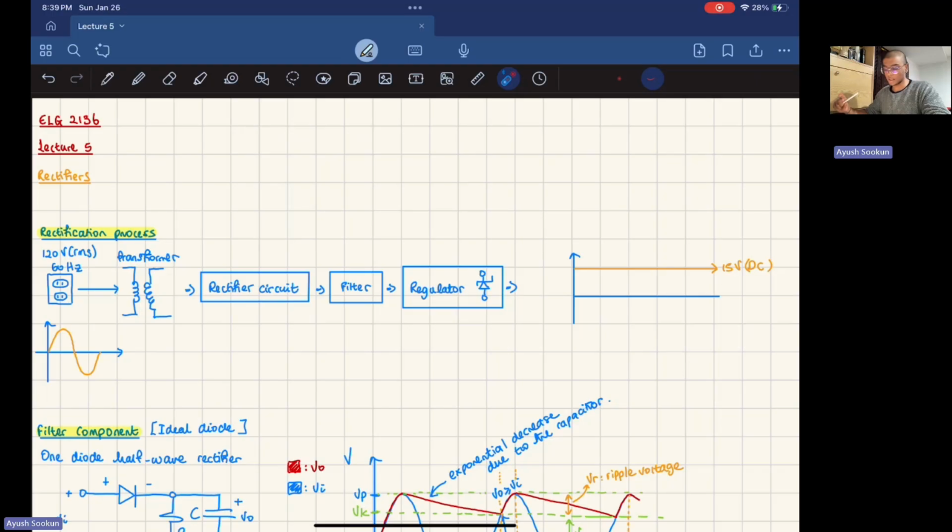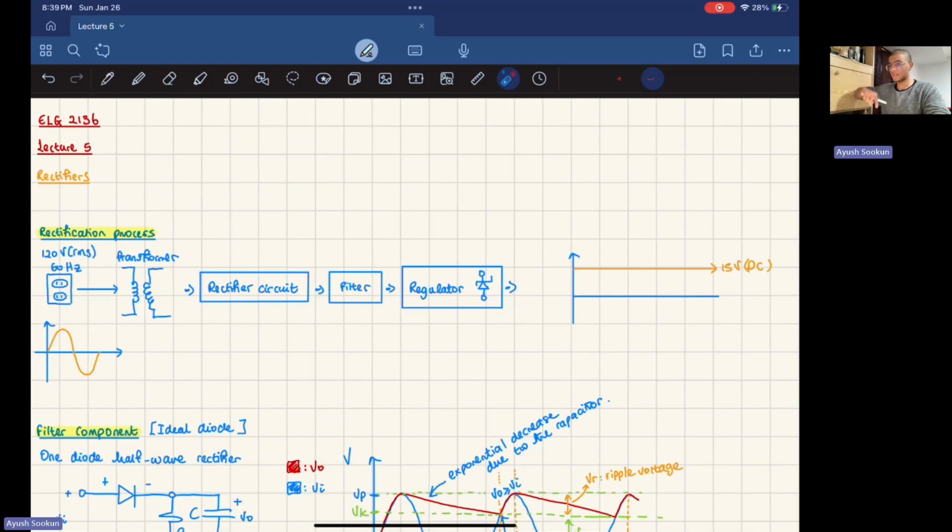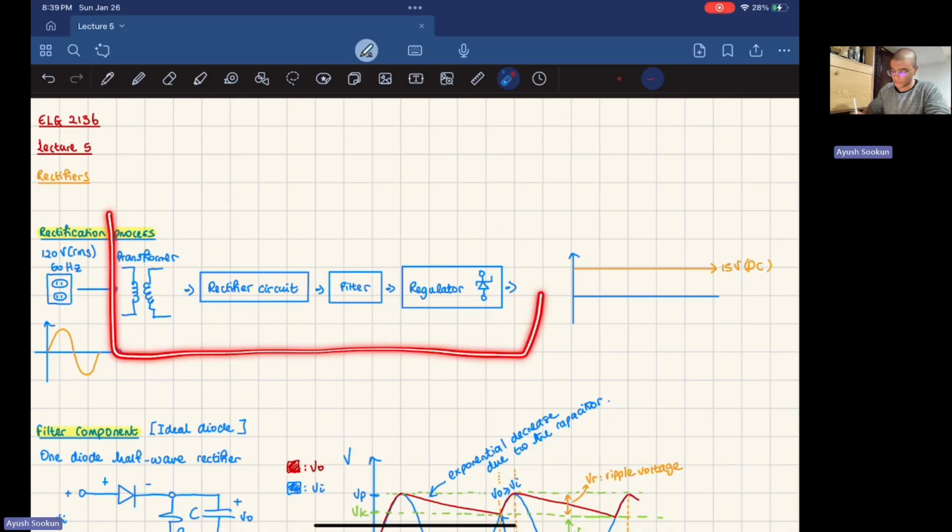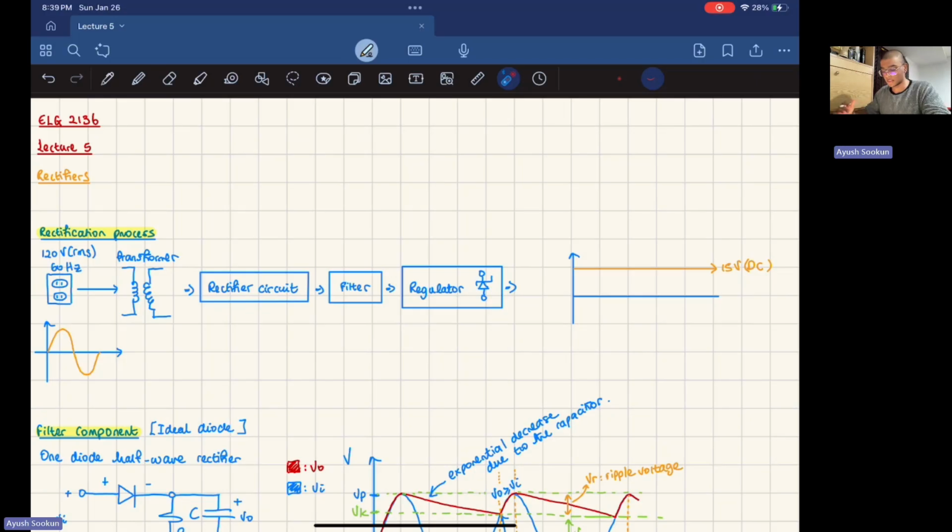So we want to convert that from an AC, alternating voltage, to a DC voltage. This is what I drew here. We have 120 volts RMS. RMS just means root mean square. So that's the RMS value. We have 120 volts RMS at 60 hertz right here in your wall plug. So the rectifier is basically a big box. There are multiple processes it goes through before you actually go from AC to DC.